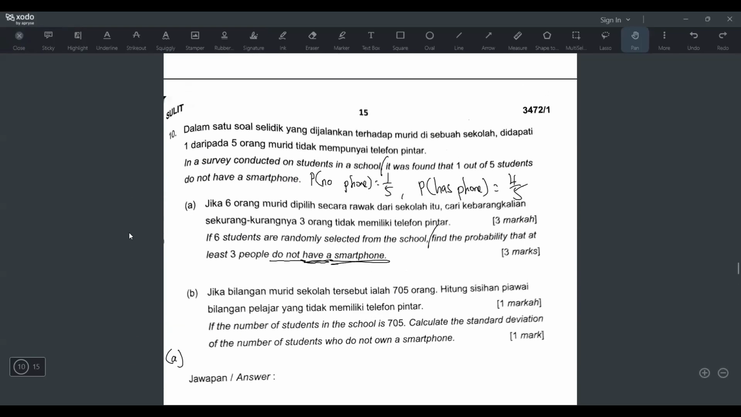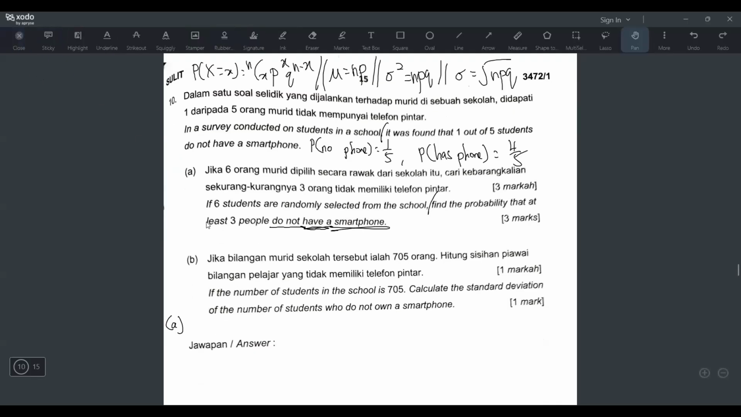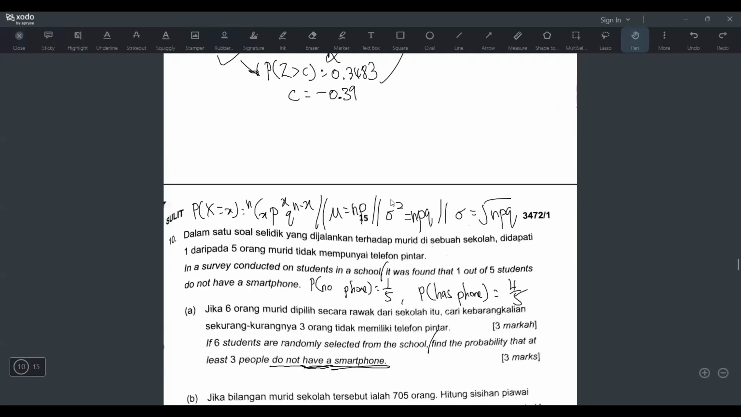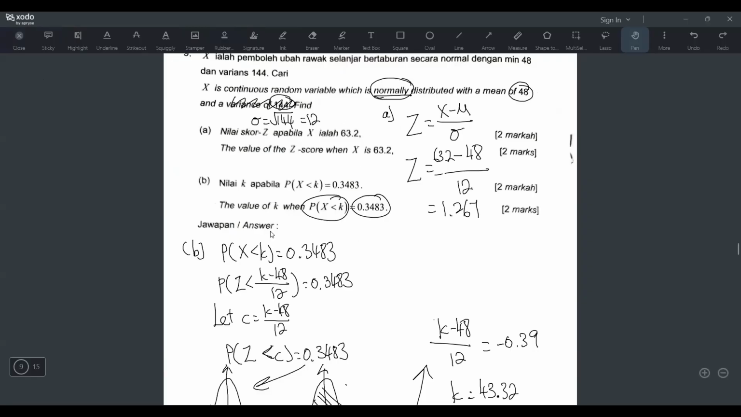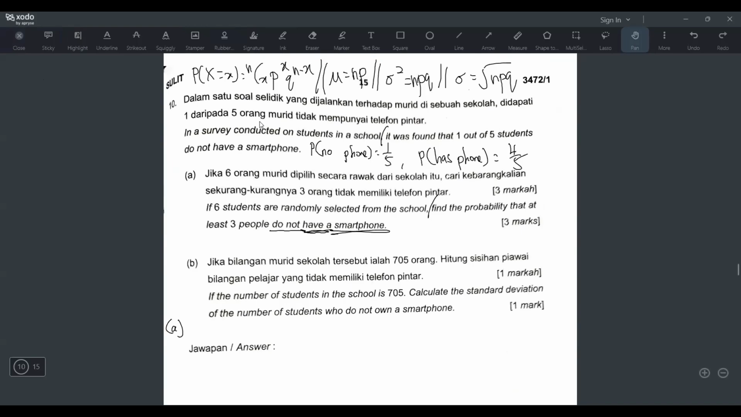Under binomial, you only learn 4 formulas. First formula is the probability formula: nCx, p power x, q power n minus x. Second formula is the mean formula, np. Third formula is the variance, which is npq. And then the standard deviation formula is square root npq. These are the four formulas you learn under binomial distribution. But if it's a normal distribution, then you don't use these four formulas. Normal distribution, you use the Z value table. That one is different.